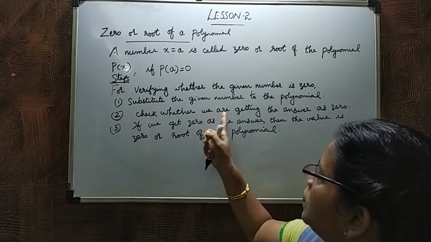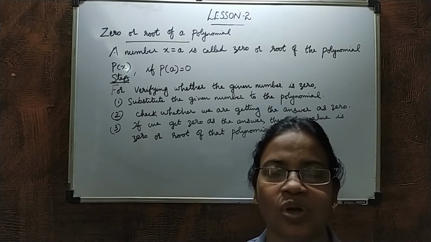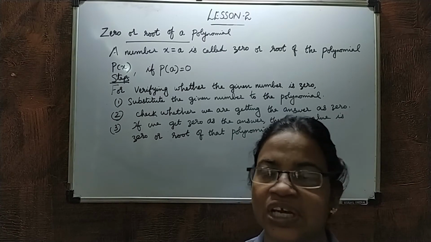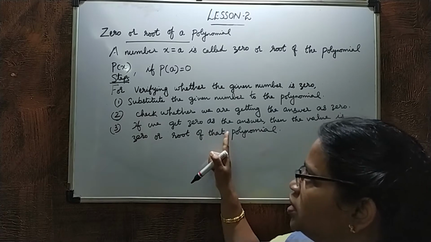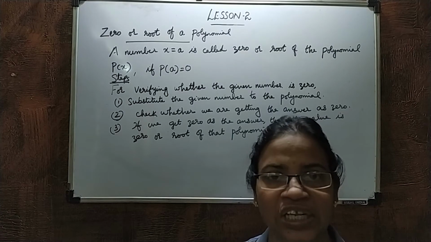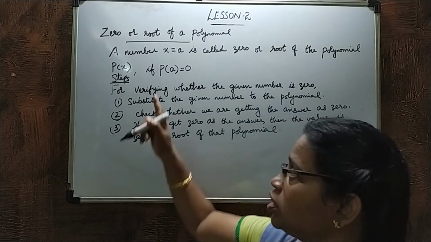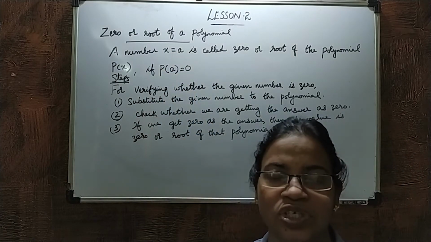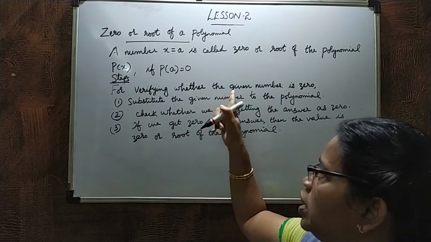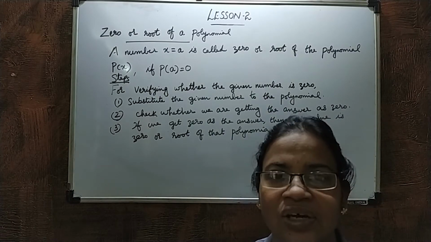So the same thing you have to do now. Then check whether we are getting the answer as 0. After substituting, you have to find out what answer you are getting. If you are getting 0 as the answer, we can say that the value is 0 or root of that polynomial. If you are not getting 0, then that number is not the 0 or root of the polynomial. Clear? So this is the verification for getting the 0 of the polynomial. Clear? Okay, we'll do it now.